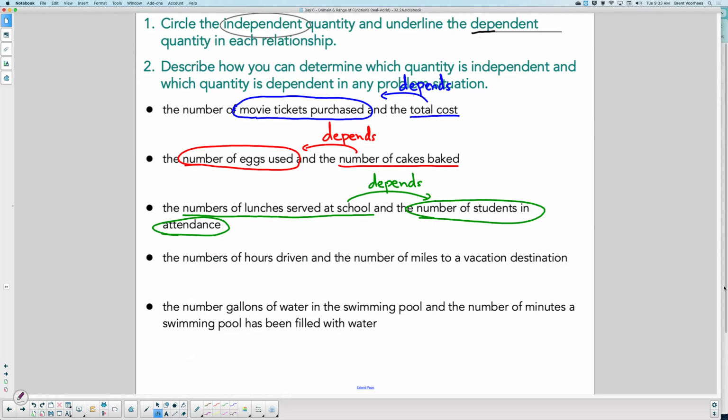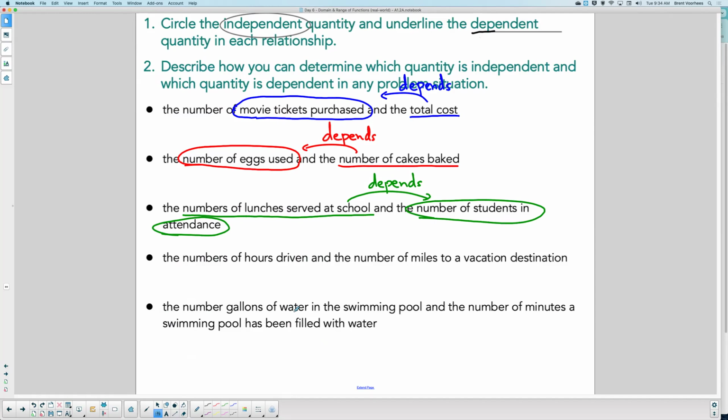The number of hours driven and the number of miles to a vacation destination. Does the number of miles to the vacation destination depend on how many hours you drove, or does how many hours you drove depend on how far you had to go to get there? Miles to the vacation destination depends on how many miles you drive.